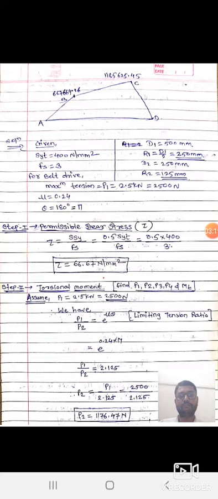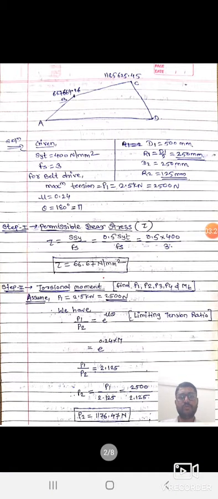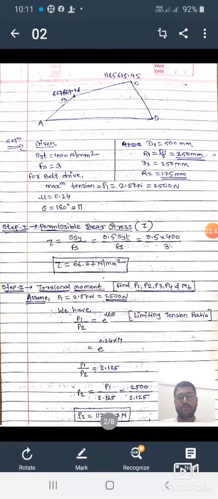The first step is to find the permissible shear stress. So how to find the permissible shear stress? Tau is equal to SSY, the yield strength in shear, divided by the factor of safety, and we know that the yield strength in shear is 0.5 SYT, upon the factor of safety, and we get the permissible shear stress tau equal to 66.67 Newton per mm square.